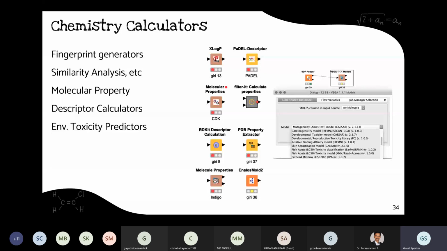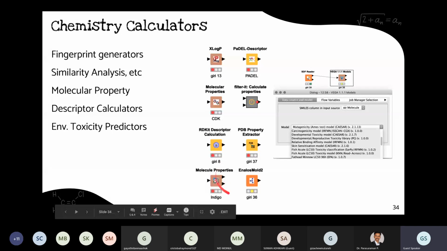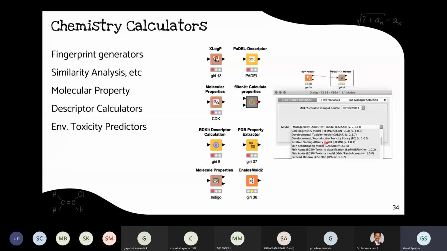PaDEL is again available in KNIME, which can generate descriptors and molecular properties. From Indigo, molecular properties from RDKit, then Erlos, all those things can be done, including PDB property extractors. I will be showing you a demo today where you can predict developmental toxicity using KNIME.